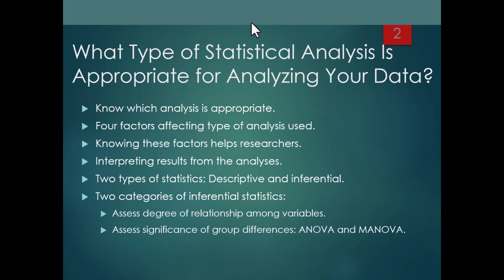So there are different statistics used to assess the degree of relationship among the variables. Pearson correlation, chi-square, multiple regression analysis, those assess the degree of relationship between the variables. Other statistics like independent t-test, analysis of variance, which is called ANOVA, and multiple analysis of variance, MANOVA, those are used to assess the significance of group differences.